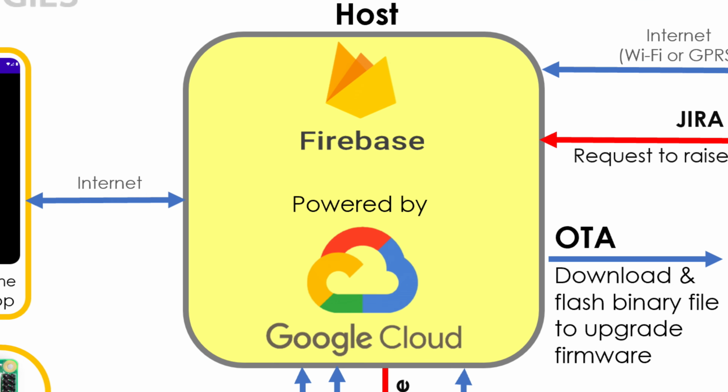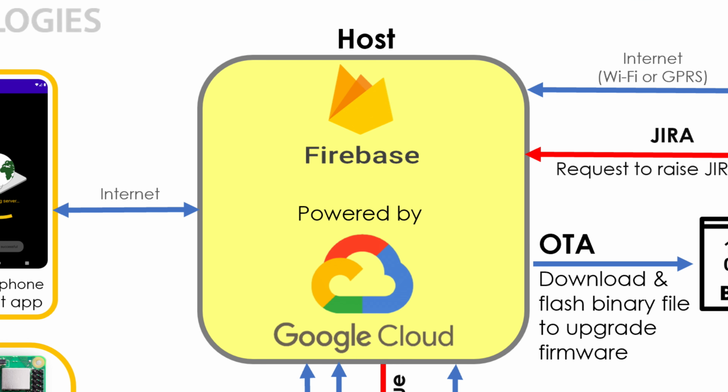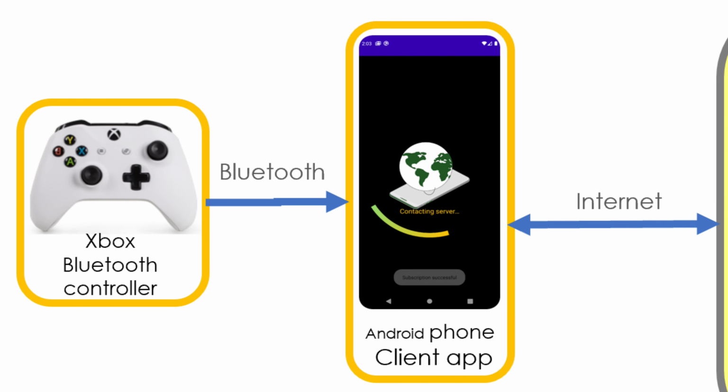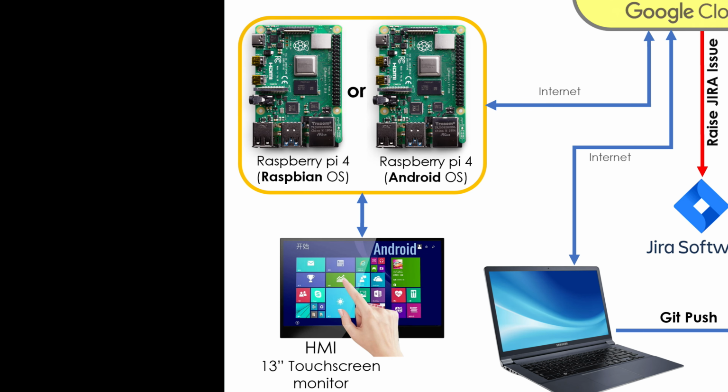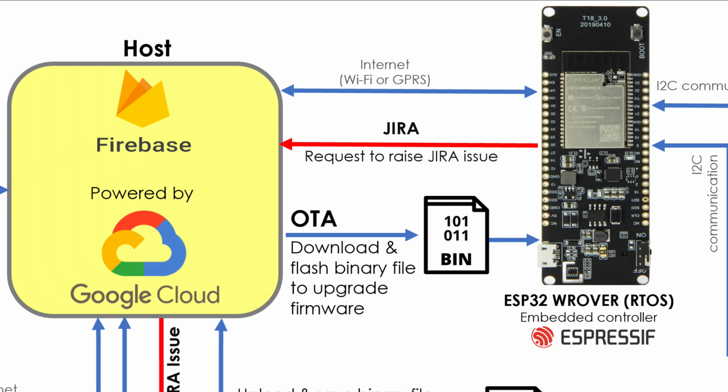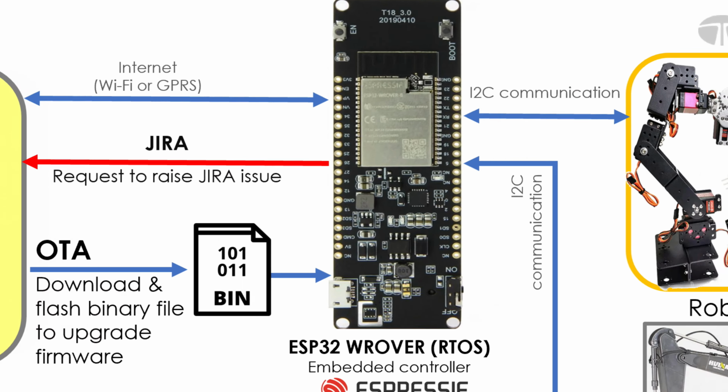Google Cloud's Firebase hosts the entire cloud architecture. User input can be captured through any Bluetooth joystick controller or Android app. Alternatively, a 13.1-inch touchscreen running Raspbian or Android OS on Raspberry Pi 4 can be used. User input is sent to Firebase's real-time database.